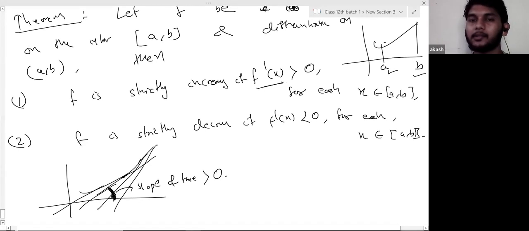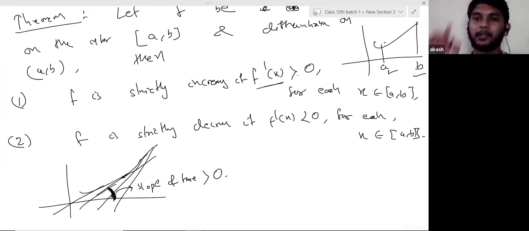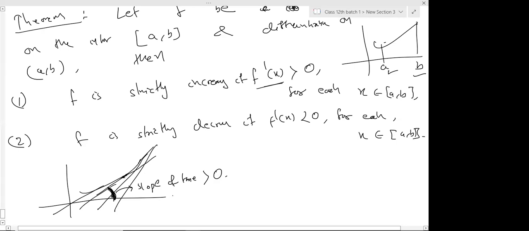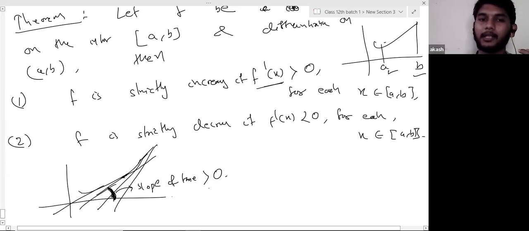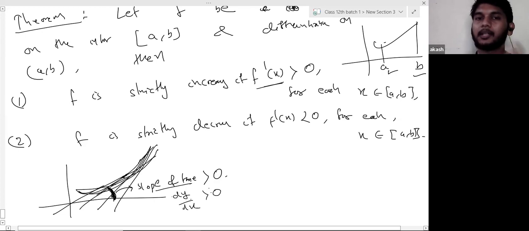And what does differentiation give us? The slope of the tangent. I hope you remember when we did LSD, RSD, I explained all of this. Derivative. Yes, sir. So the slope of the tangent is positive when the graph is increasing. And what is the slope of the tangent? Differentiation. So if differentiation is positive, the graph is strictly increasing. If f is strictly increasing, differentiation is positive for each x belonging to a to b. This should happen for each x; at every point, the differentiation should be positive.